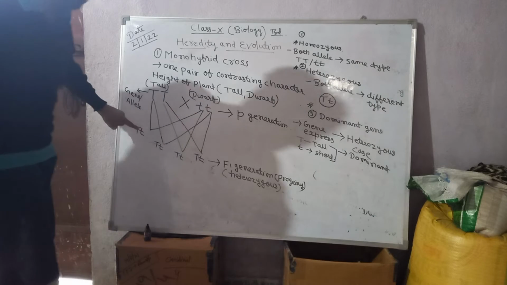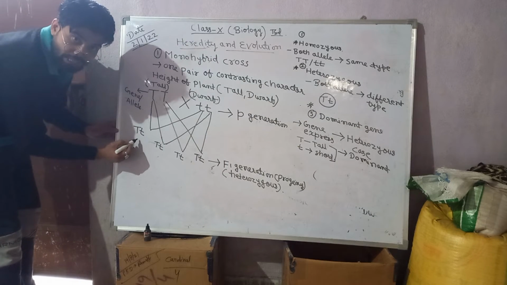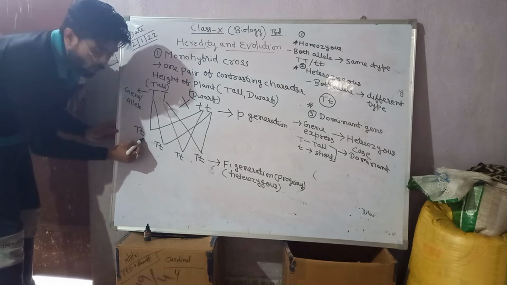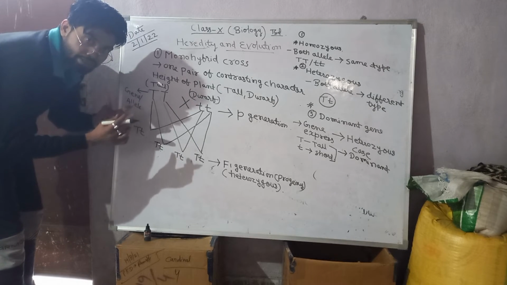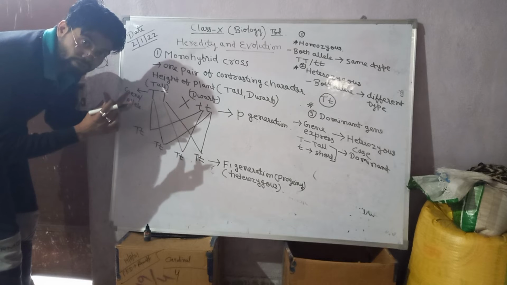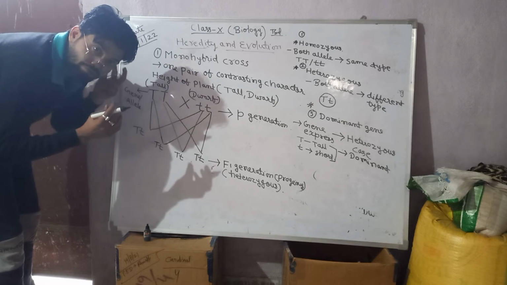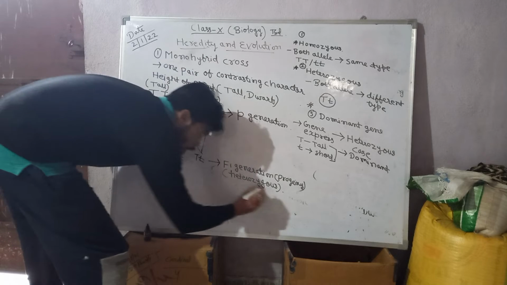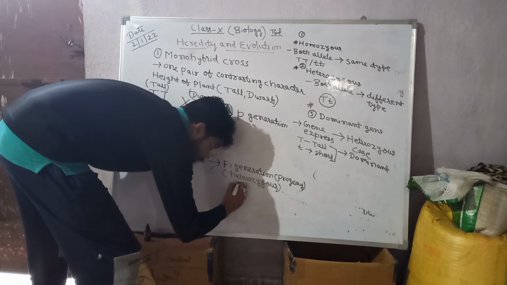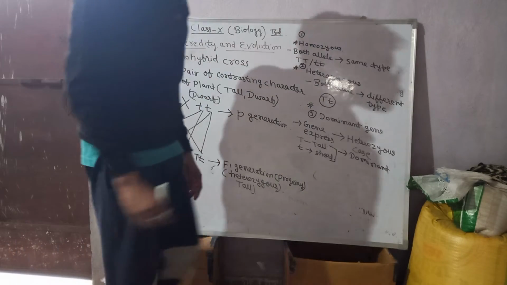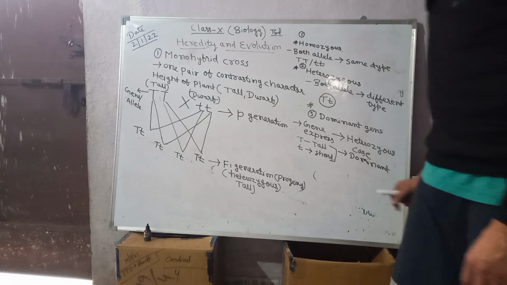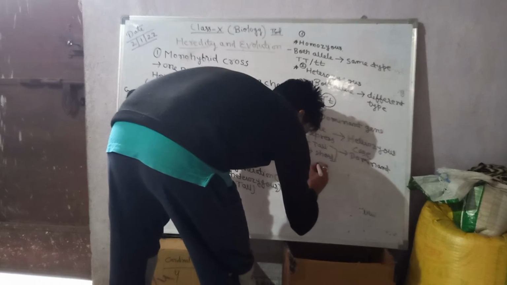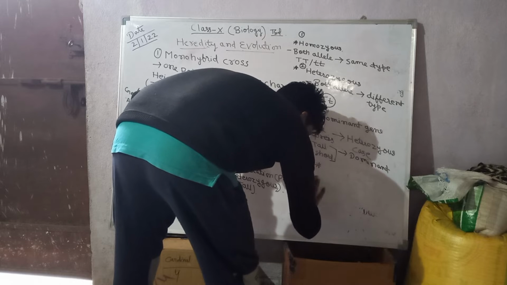Because in the case of the heterozygous condition, you are observing here, my dear student, capital T small t, capital T small t. So all are heterozygous, but capital T is for the tallness, so it will express itself in the F1 generation. So all the pea plants will be tall here in the F1 generation. That is the heterozygous tall. Clear? Now the second thing, my dear student, that is the point number 4, that is the recessive gene.